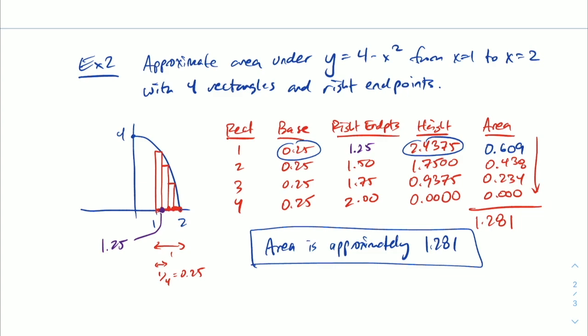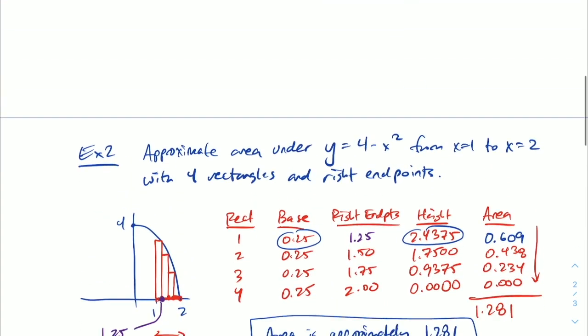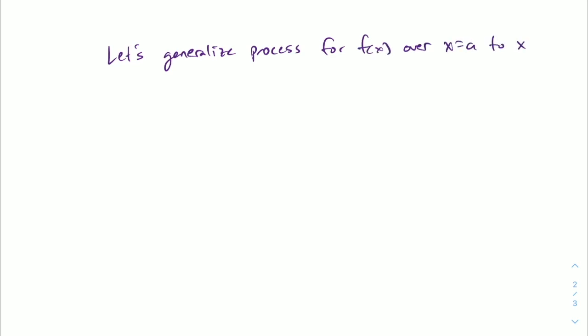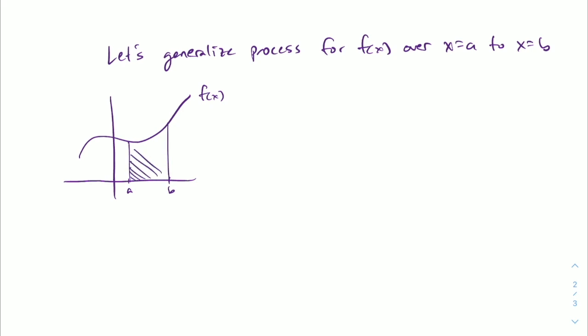All right, so now let's generalize what we've done in the last two examples. Let's generalize this for f of x from x equals a to x equals b. Okay, let me sketch just a generic function here. So here's our f of x, here's our a, here's our b, and we want to approximate this area with a bunch of rectangles.